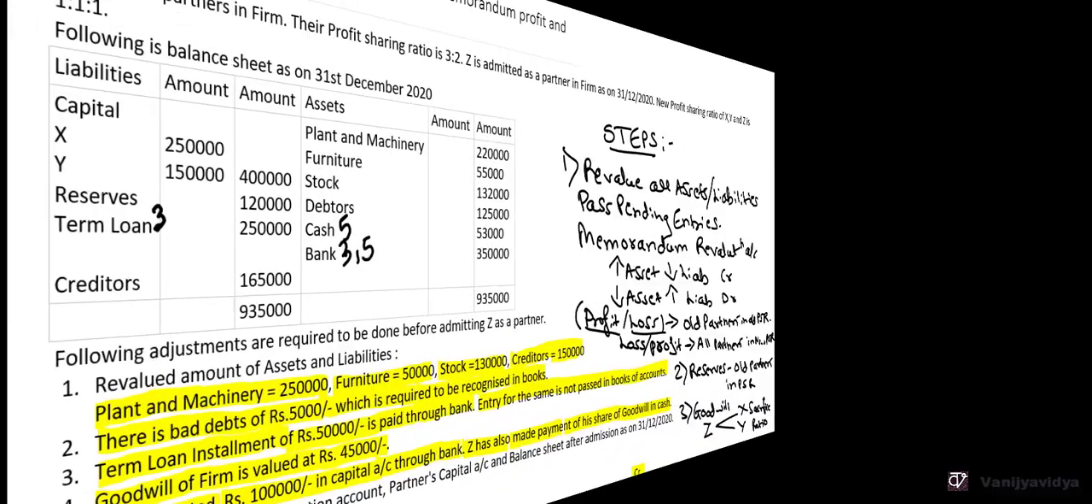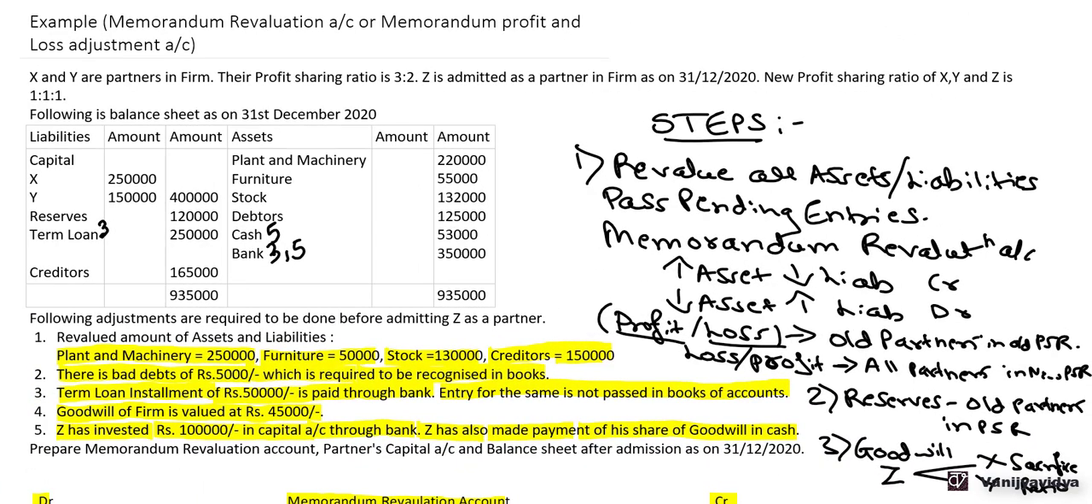Next, now we have finished all the adjustments. Now let us go to the steps. First, revalue all the assets and liabilities. This is done. Then past pending entries. This is also done. Memorandum revaluation account we have prepared. Now let us find out profit and loss from the revaluation. But let us first see if all other steps are completed before finding the profit and loss.